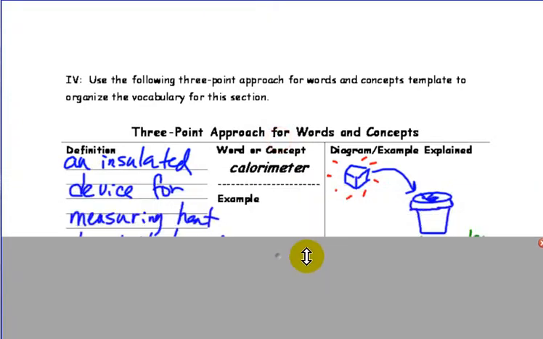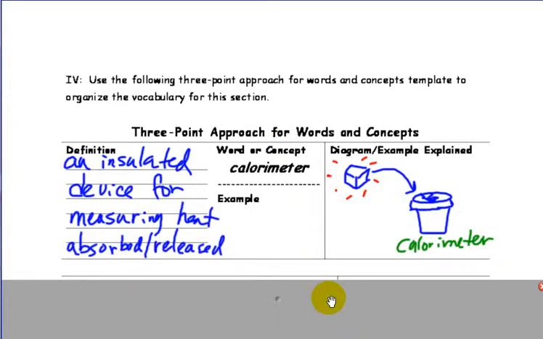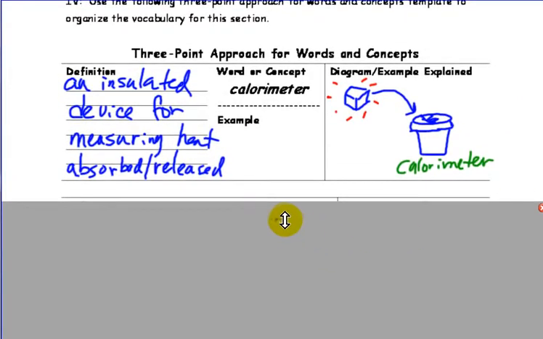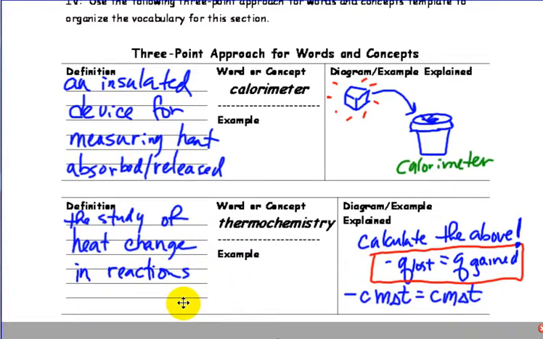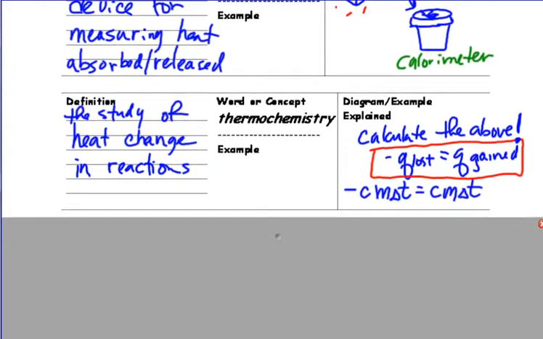Okay, so that leads us to the vocabulary here. We have calorimeter, an insulated device for measuring heat absorbed or released. Could be something as simple as a styrofoam cup or a thermos, or something more complicated. Thermochemistry, the study of heat change in reactions. So the idea that heat lost is equal to heat gained by something else, and then manipulating that equation.